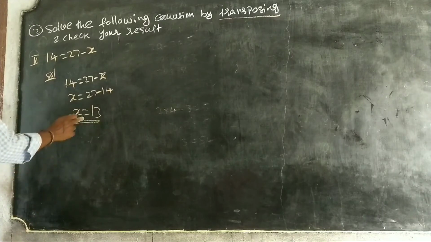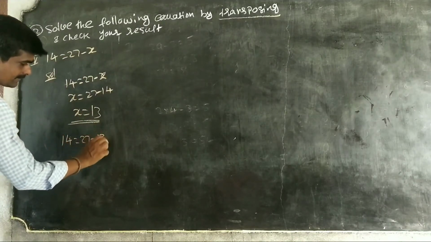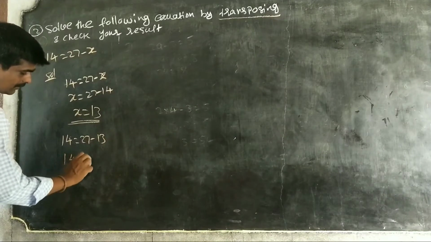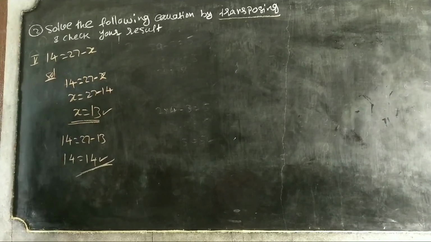Okay, so how to check yourself? 14 is equal to 27 minus 13, 14 is equal to 14. Therefore, our answer is correct.